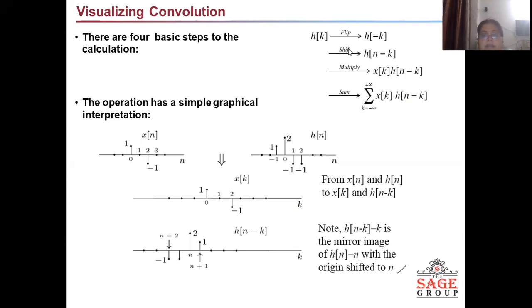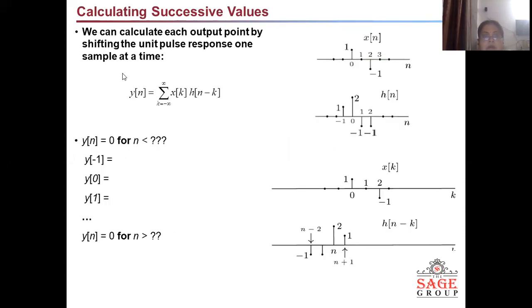Now we can take any mathematical function and perform the convolution graphically. So this is x[n], this is h[n]. Now what we have done is replaced n with a new index k. Then h[n] is first flipped about the vertical axis, and then shifted to the positive side. Now we can calculate each output point by shifting the unit pulse response one sample at a time. So we will take different values of k, multiply x[k] into h[minus k], and perform the mathematical operation of convolution between the two signals.